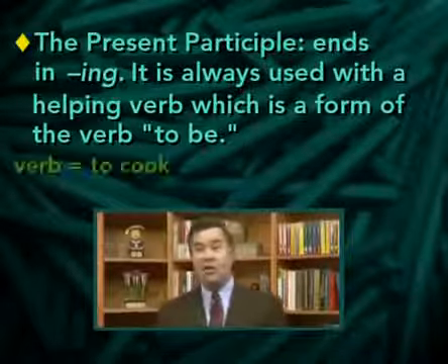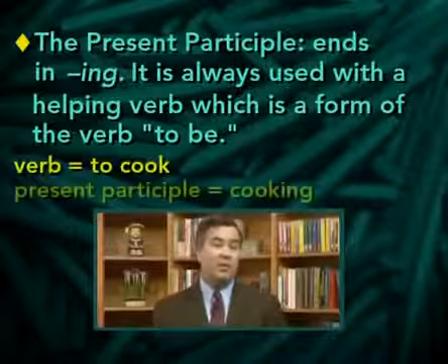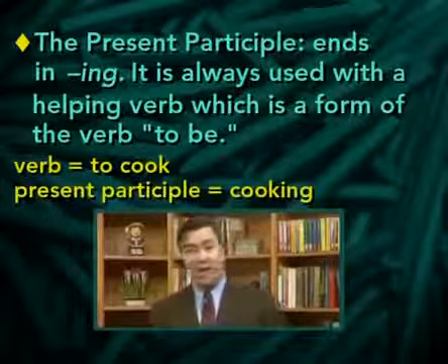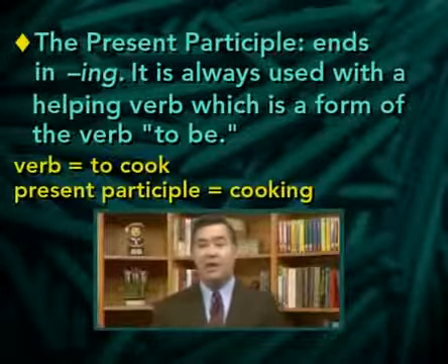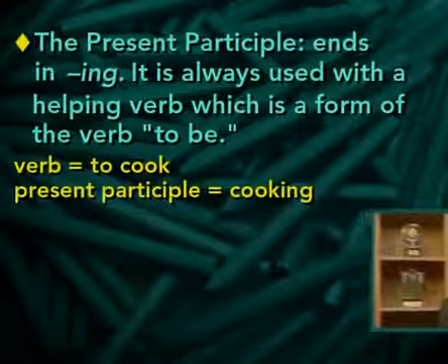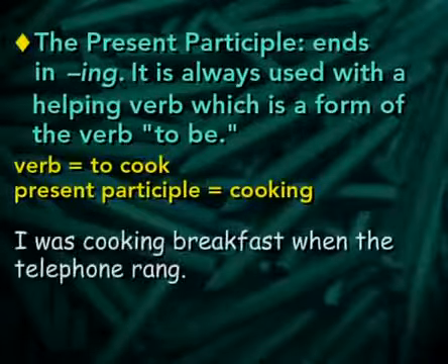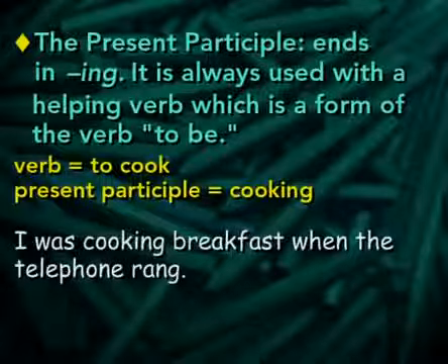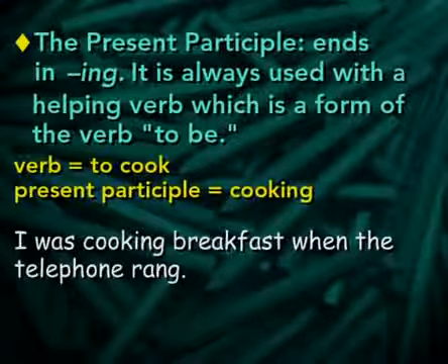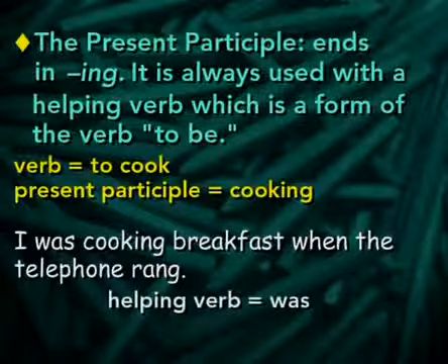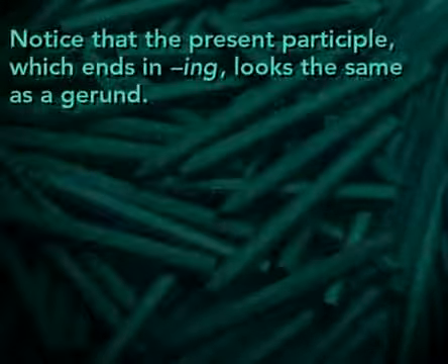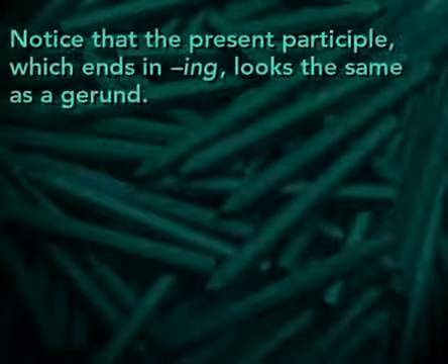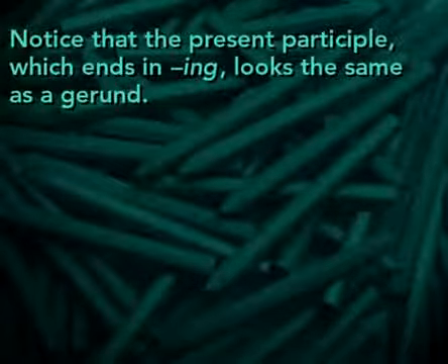Take the verb to cook again. The present participle would be cooking, and it would always be used with a helping verb that's a form of the verb to be. For example, you might say, I was cooking breakfast when the telephone rang. Notice that the present participle cooking is used with the helping verb was, which is a form of the verb to be.